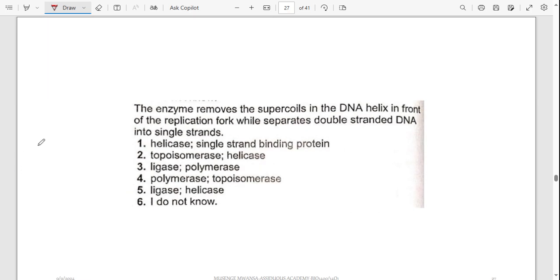The enzyme removes the supercoils in the DNA helicase in front of the replication fork while separating double-stranded DNA into a single strand. What removes the supercoil? So the enzyme dash removes supercoils. What removes the supercoils is helicase, right? Okay, supercoils is not helicase, it's topoisomerase. And then what is it? Separating the double strand is now helicase.